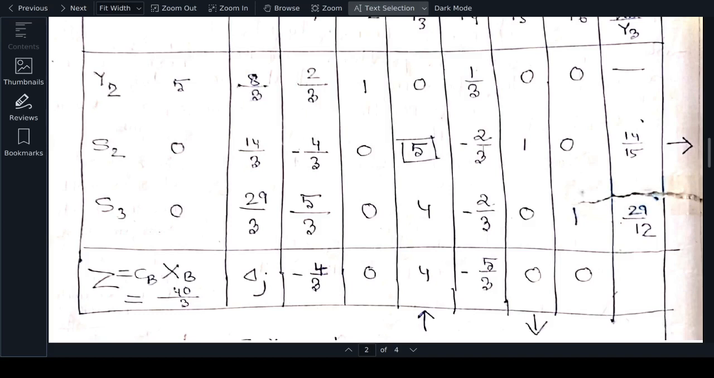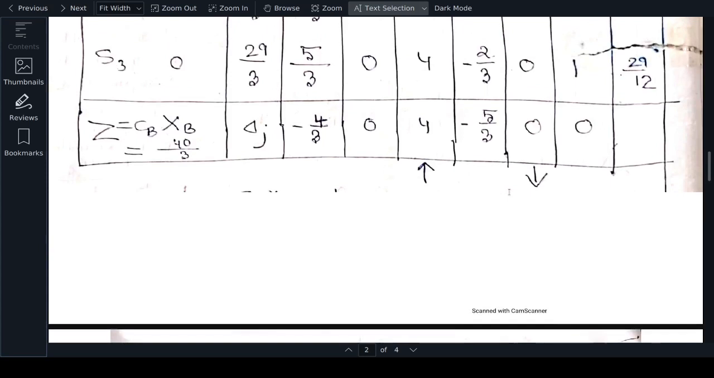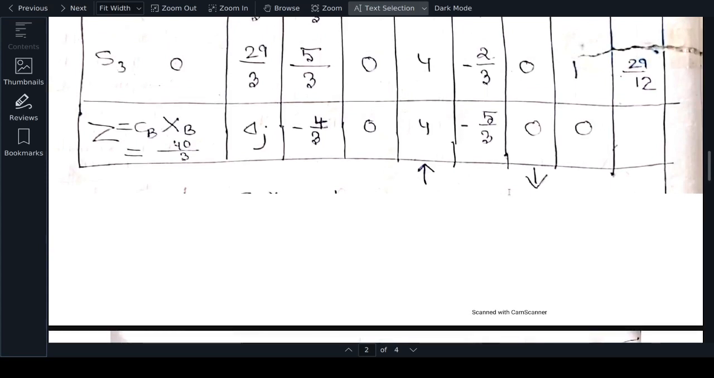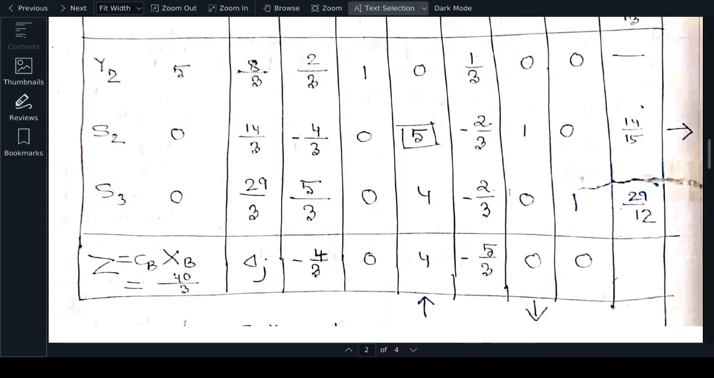No. When do we say that this gives us an optimal solution? If the delta J value is less than or equal to 0. Okay, yes, good. When delta J value is less than or equal to 0. So here you see delta J value in table number 2. First delta J value is what? Minus 4/3.